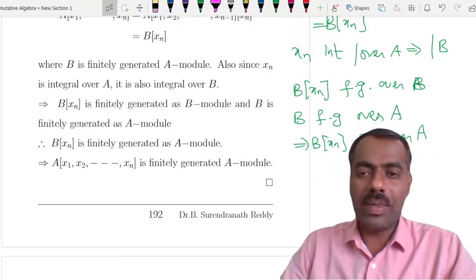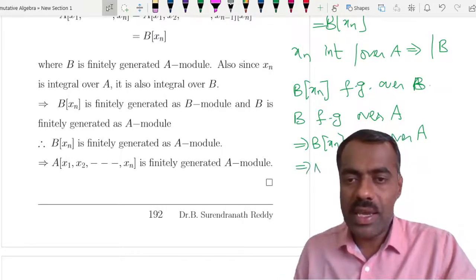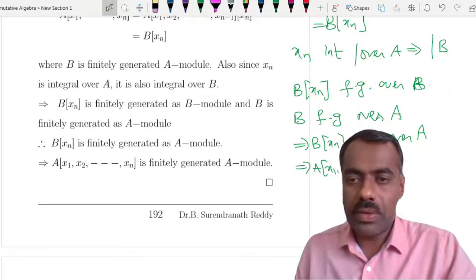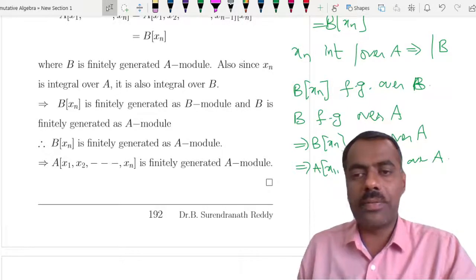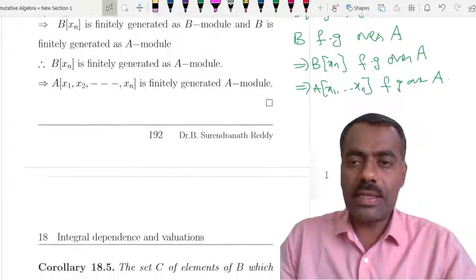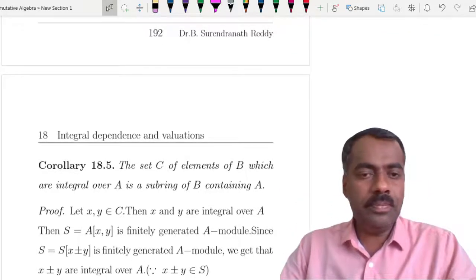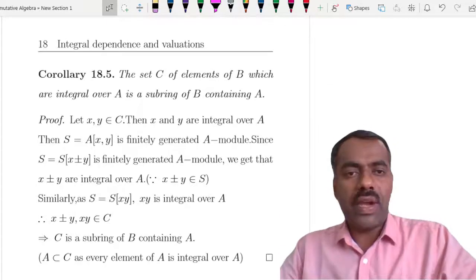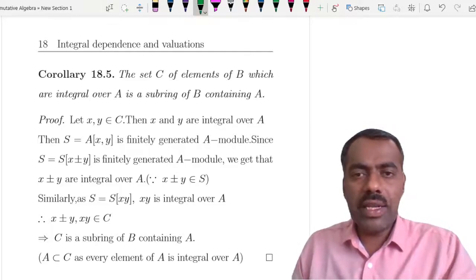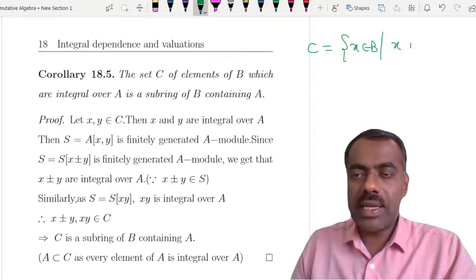That is the same as saying that A[x1, x2, ..., xn minus 1, xn] is finitely generated over A, right? So the proofs are not at all difficult; we just have to use the induction technique there and transitivity of finitely generated modules. Okay, fine.